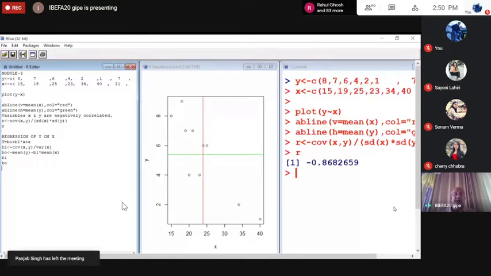At the end of the class today, I will be explaining the mathematics behind the formula, from where we got the formula. Slope of the line will be covariance upon variance of X. Intercept will be mean of Y minus B1 into mean of X. Let us see the answer.